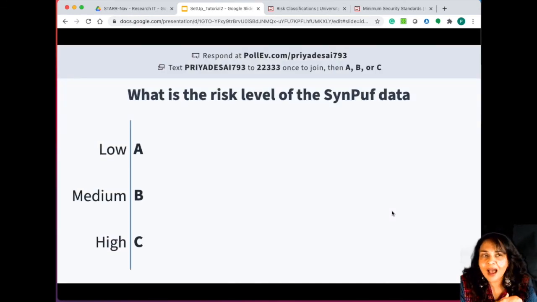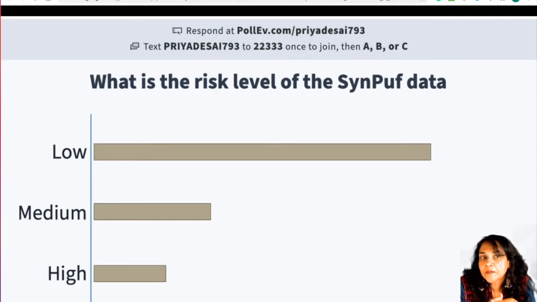This is the last question. What do you think is the risk level of the SynPUF data? This is the data we looked at in tutorial 1. Remember, it's the synthetic de-identified data set of Medicare and Medicaid claims data. What do you think is the risk level of this data set? The risk level actually is low, which is why we started out our tutorial with that. As you probably realized, for tutorial 1, these tutorials are on YouTube, and I gave all of you access to the STAR training GCP project. SynPUF data is low risk.